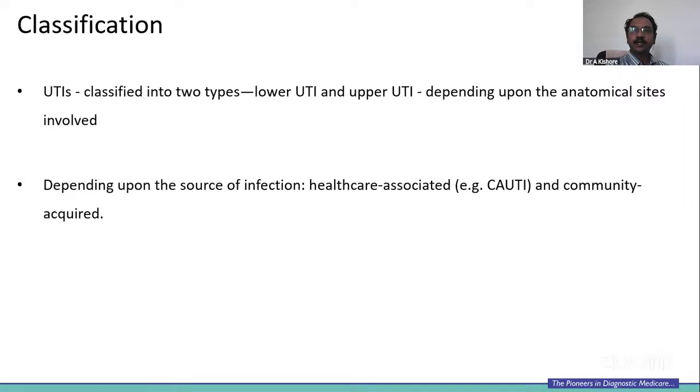So these urinary tract infections can be classified broadly into two types. One as a lower urinary tract infection and one as an upper urinary tract infection, depending upon the anatomical site that is being involved. And also you can classify them based upon the source of infection, that is either a healthcare associated infection, mainly in the hospitals, which you call CAUTI, that is catheter associated urinary tract infections, and also community acquired urinary tract infections, which we routinely and commonly see daily in patients on an outpatient basis.